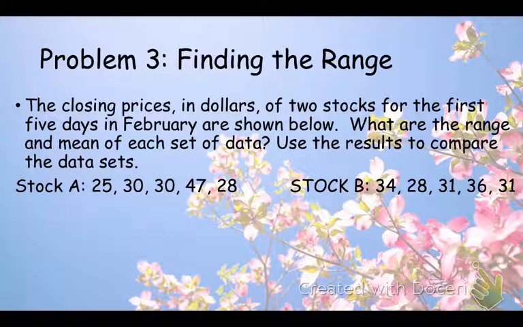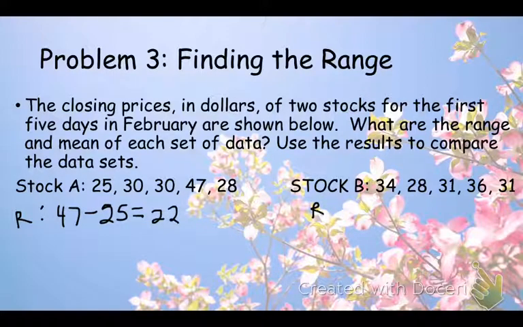So, in order to find the range, I am going to first subtract the largest minus the smallest. For stock A, that would be 47 minus 25, and that gives me 22. For stock B, that would be 36 minus 28, and that gives me 8. So I've got a range of 22 and a range of 8, and then it does also ask me to find the mean.